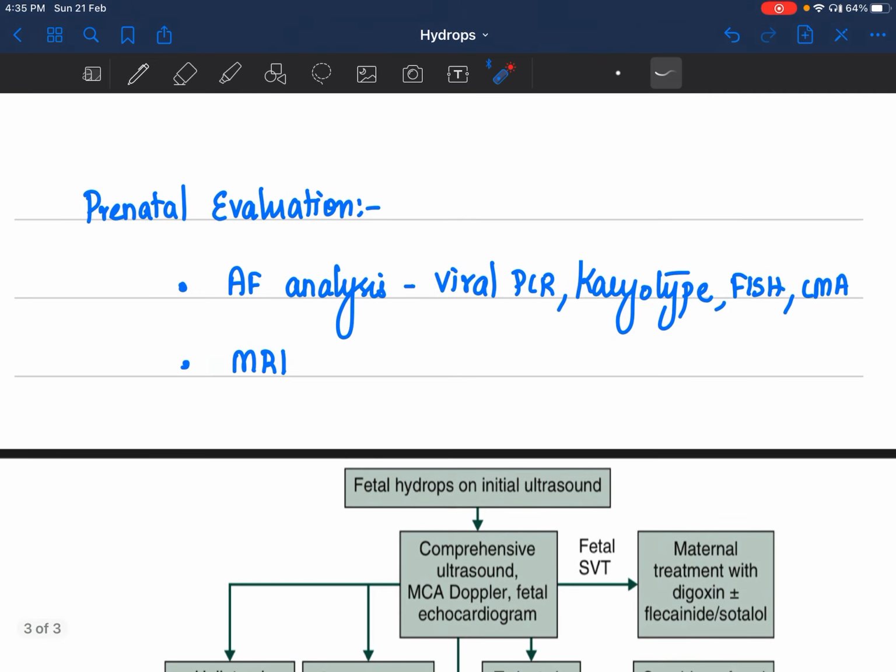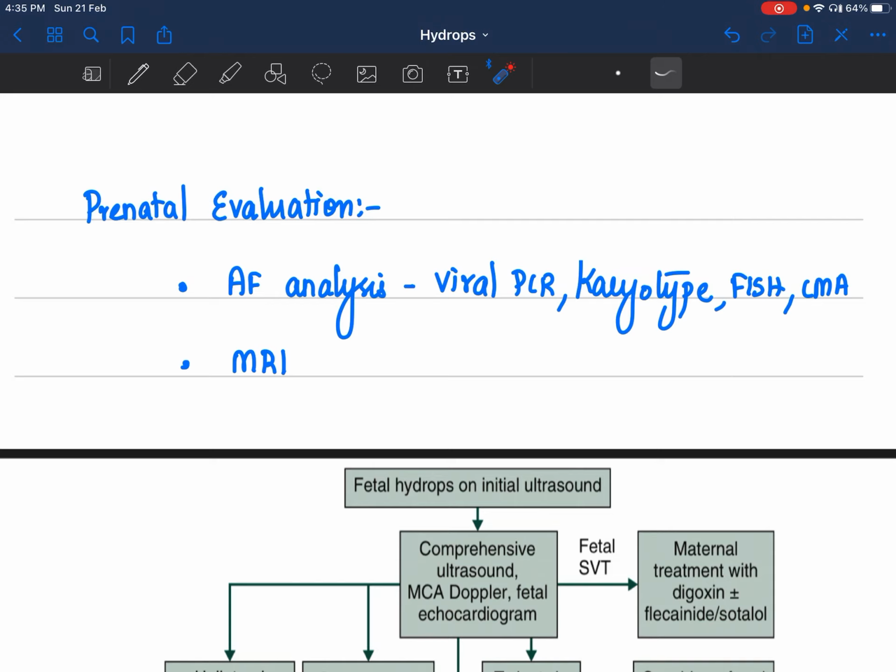So you can do an amniotic fluid analysis to look for viral markers. You can look for karyotype. You can look for chromosomal microarray. You can do an MRI to pick up things that were not picked up via ultrasound. So MRI can give you a better fetal anatomy.